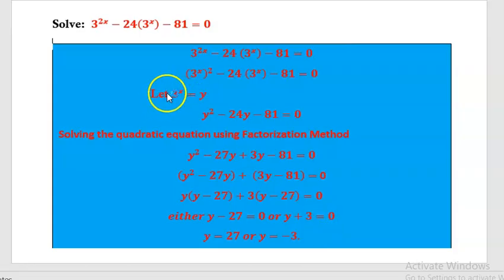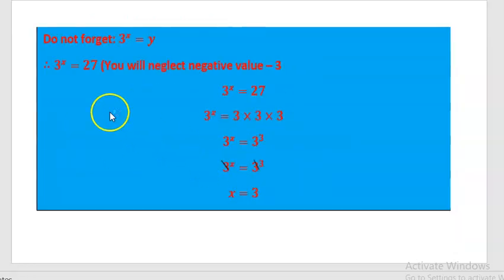Then we need our x, because here we represent 3 raised to power x to be y. So let's move on. You have 3 raised to power x equals y. Then you're going to equate 3 raised to power x to 27. You cannot use the negative number, minus 3. You neglect it because it cannot be expressed as 3 raised to power something, because we're having 3 raised to power x here. So what we are going to have here must be 3 raised to power something. So 3 raised to power x equals 27.